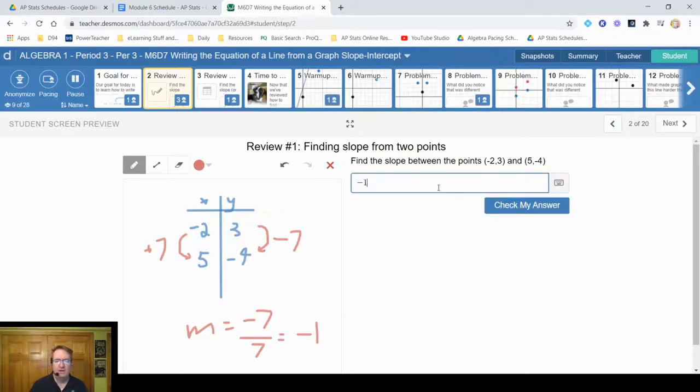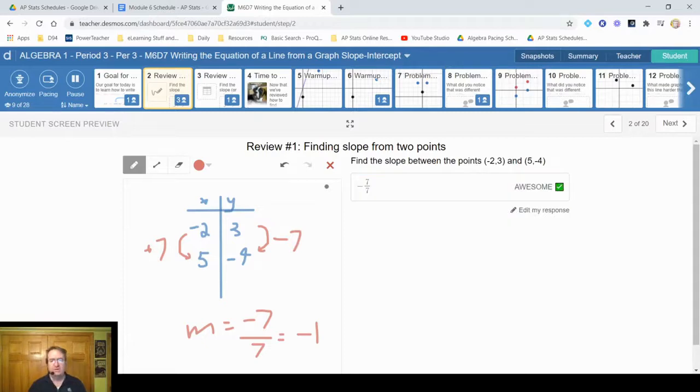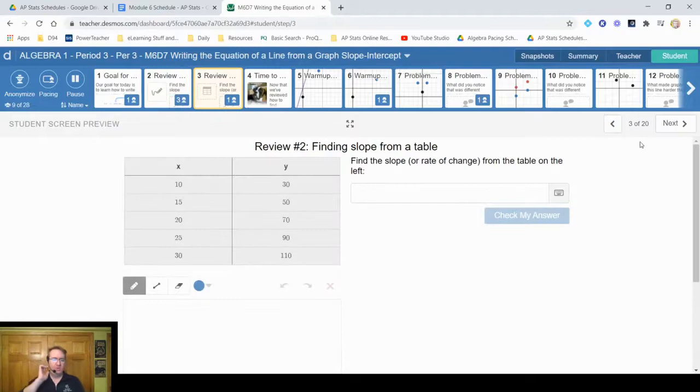I can also edit it. And if you had typed in -7/7, that is also awesome. That works. You can do the same thing. We got one more review over here of slope, and over here, same idea.